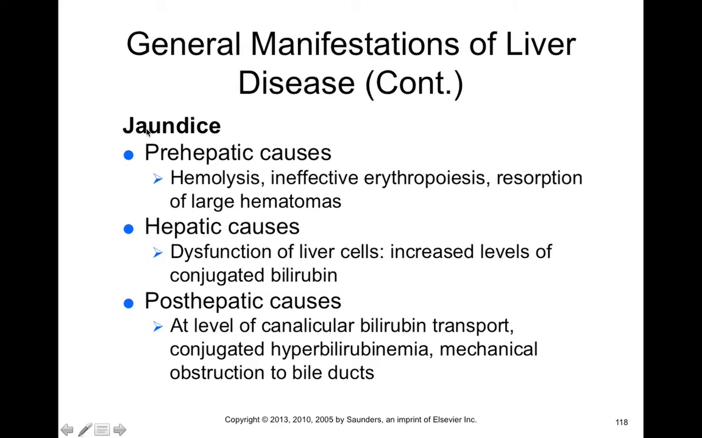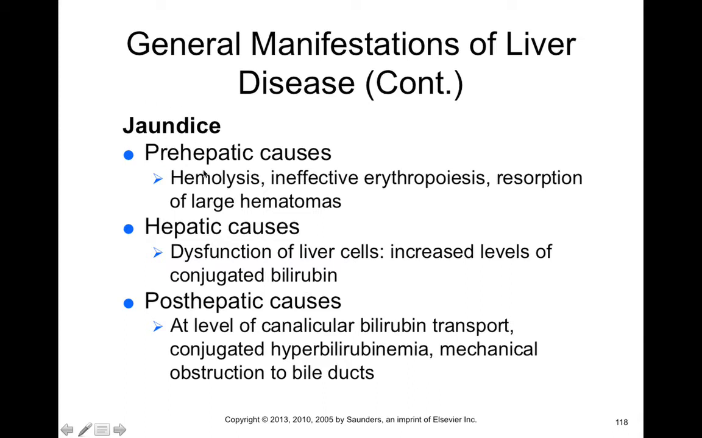Now, in terms of jaundice, there are different causes of jaundice. We talked about how the liver failing can lead to jaundice, and that will be a hepatic cause of jaundice. So dysfunctional liver cells can lead to an increase in bilirubin concentration throughout your body's tissues, causing a yellowing of the skin and sclera of the eye.